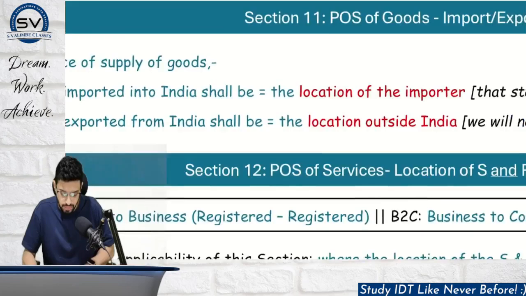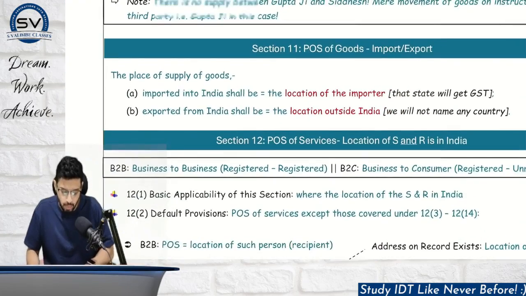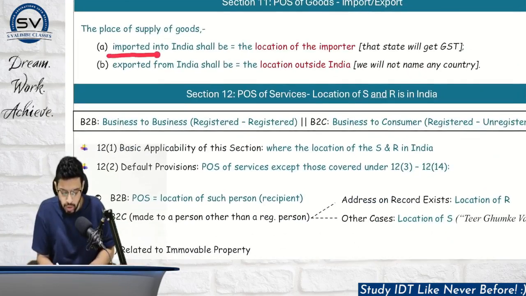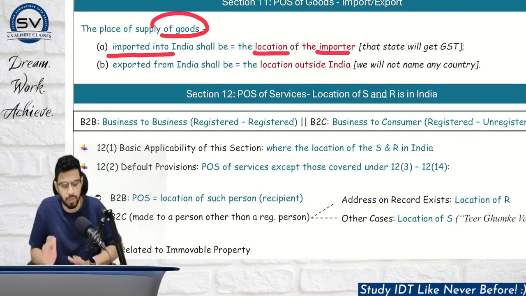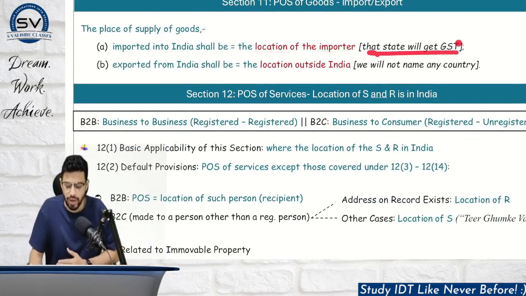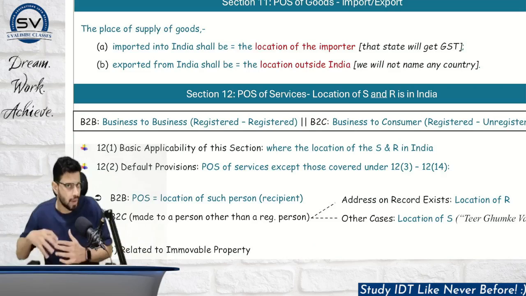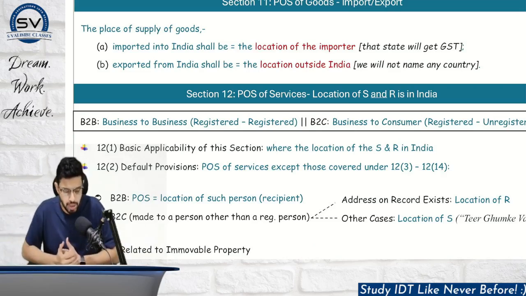Let's move ahead a bit. Section number 11, that is your place of supply of goods in import and export. In case of import of goods, the place of supply shall be the location of the importer. Basically, that state is going to get the GST. If let's say I am from Maharashtra and I am importing certain goods, what kind of tax will be charged?